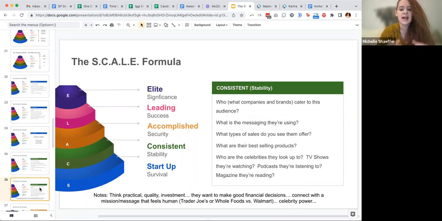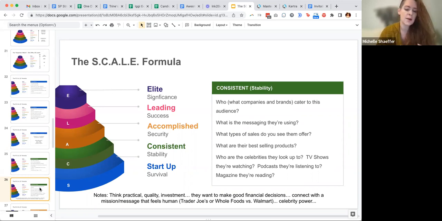Who's targeting this? At this level, you want to think about practical quality investments. People have a little more brain bandwidth. So they're making better decisions. They make better financial choices. And they like to connect with a mission or a message that feels human, right?